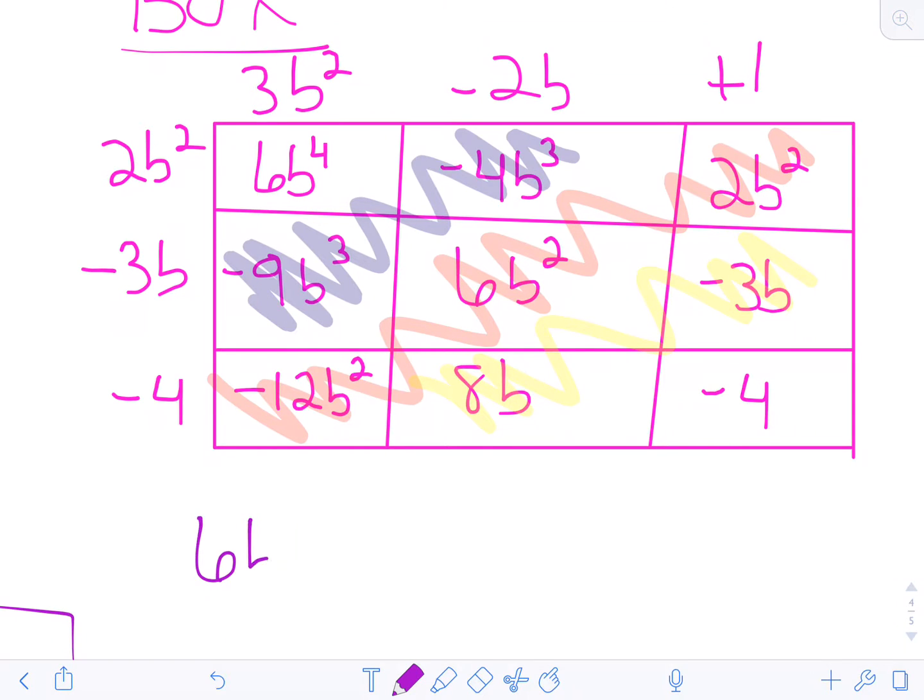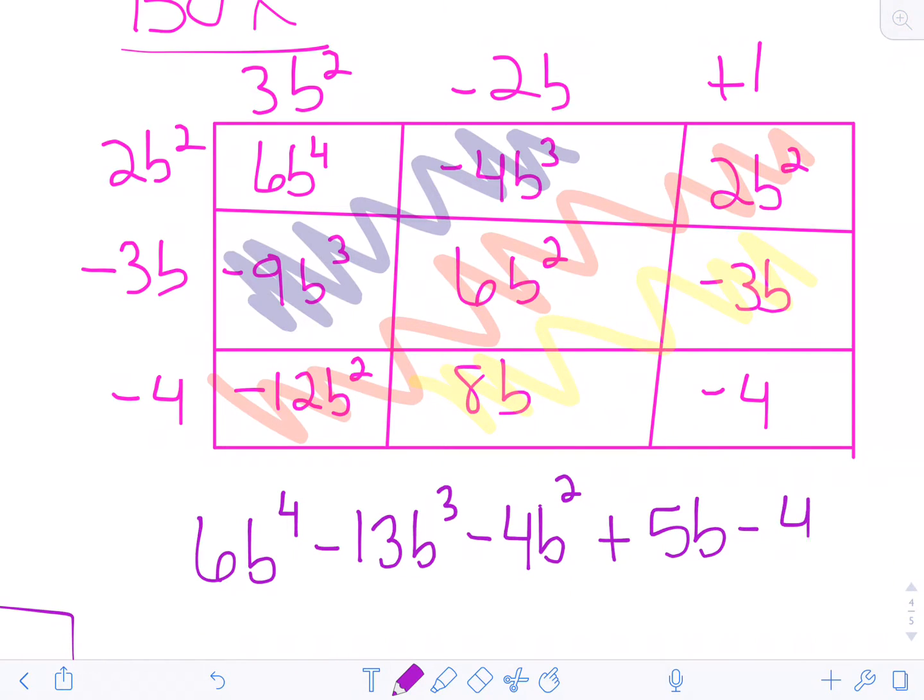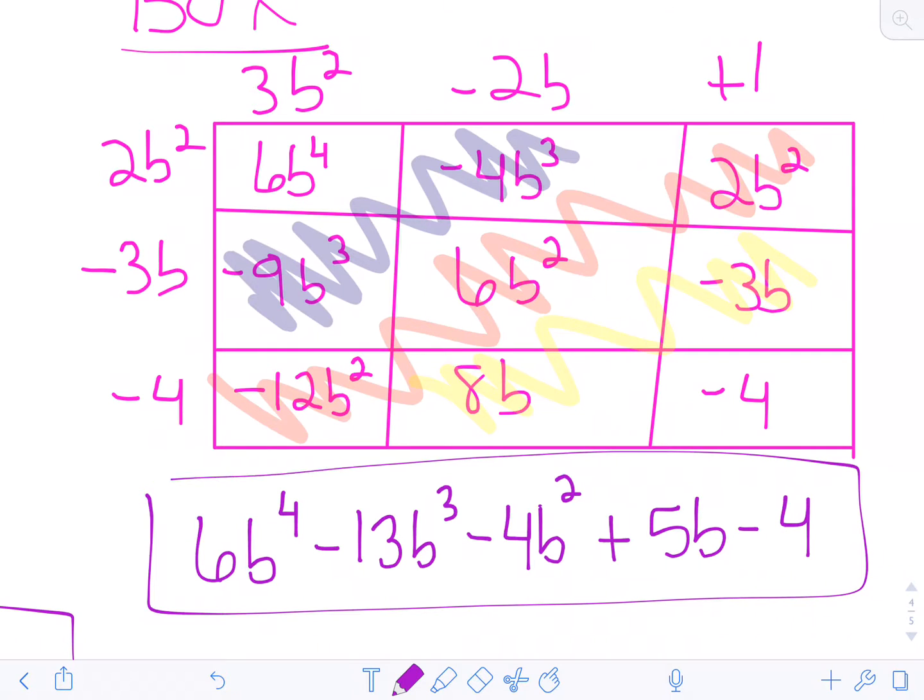You have a 6b to the 4th power. When you combine your b cubes, you get negative 13b cubed. When you combine your b squares, you have negative 12 plus 6, which is a negative 6. Negative 6 plus 2 is a negative 4. So negative 4b squared. 8 minus 3 is 5, so plus 5b. And then you have a minus 4 that there's nothing to combine with. And that's your final answer.